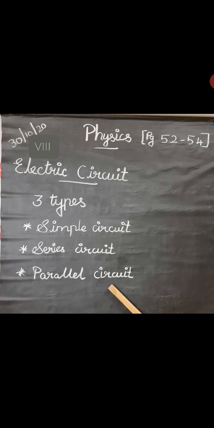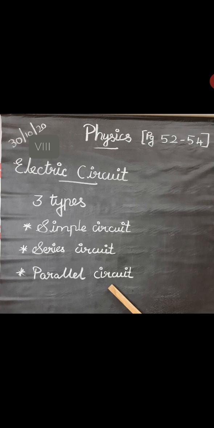So we have a battery, which has two terminals at different potentials. When the terminals are connected by a metallic wire, the electrons flow from the negative terminal to the positive terminal. The path along which the electrons flow from one terminal to the other is known as the electric circuit.